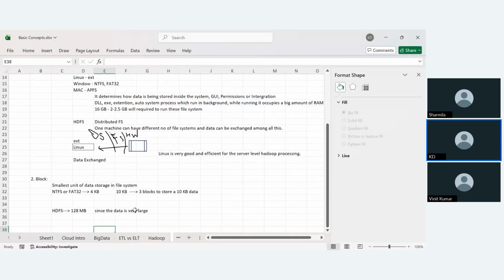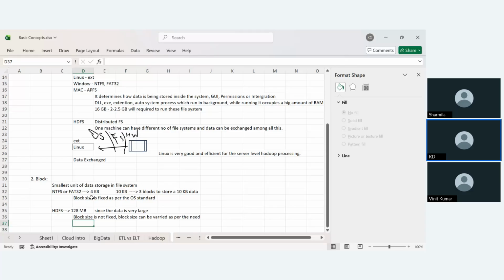So the difference between NTFS and HDFS is that in NTFS or FAT32, the block size is fixed as per the OS standard. But in case of HDFS, the block size is not fixed. The block size can be varied as per the need. This block size can be increased and it can be decreased also.